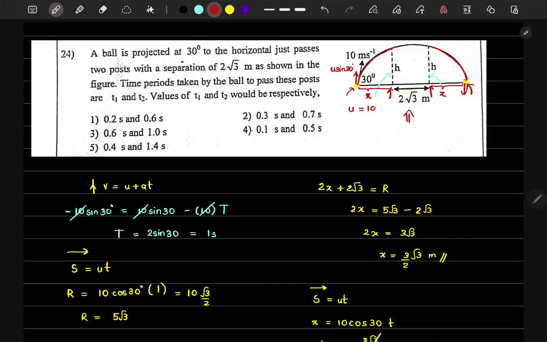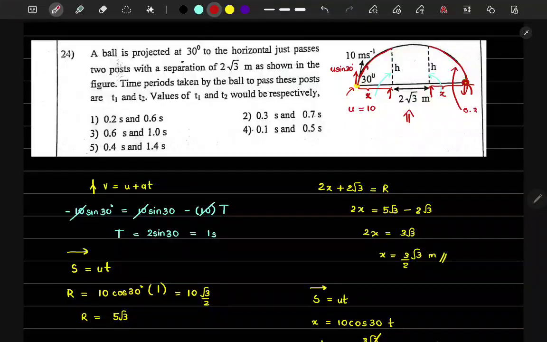Now think that if the ball was projected in this direction rather than this direction, it would take 0.3 seconds. You can think of this in the theory of reversibility. So this time taken for the ball to reach from the second post to the final point, or the final destination, is also 0.3 seconds.